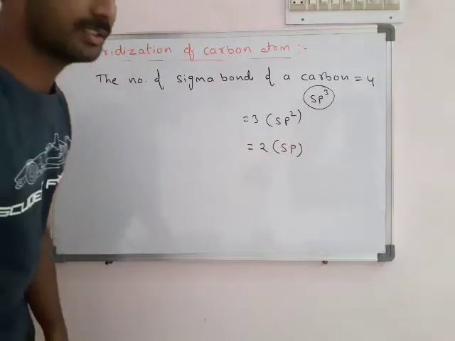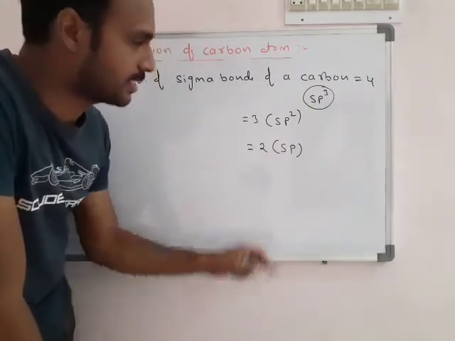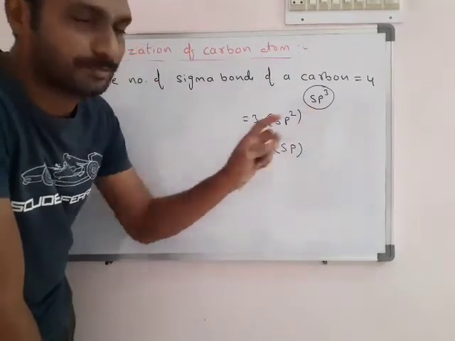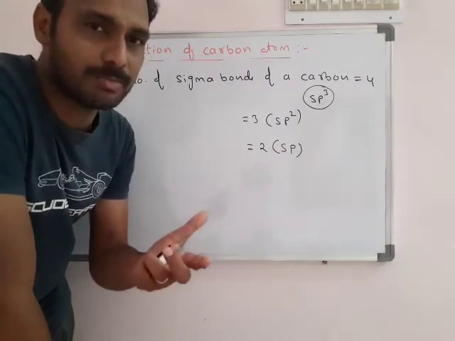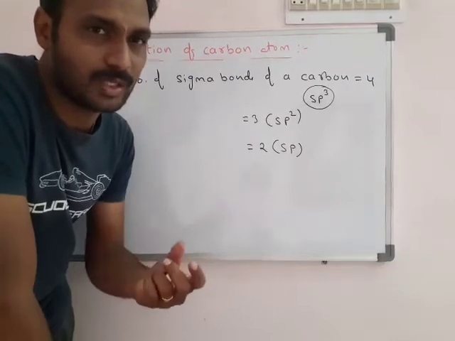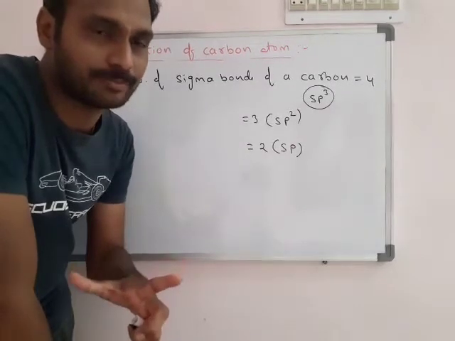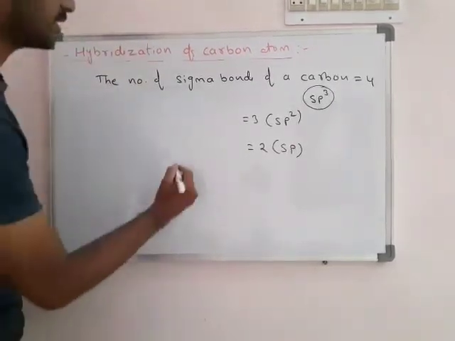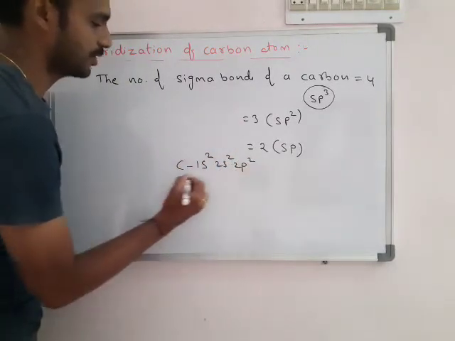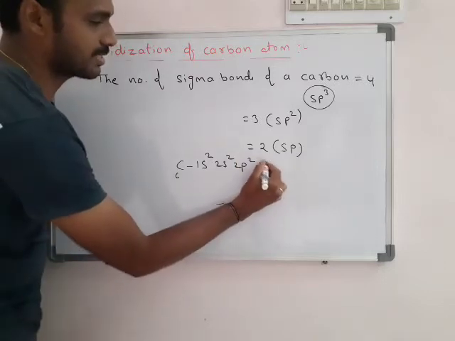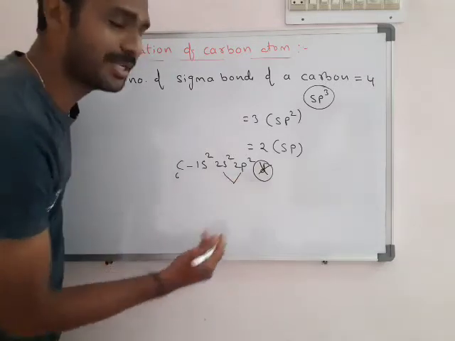Means the hybridization possibilities of carbon are sp, sp2, sp3, that's it. There is no other choice. In carbon compounds, it will be sp, sp2 or sp3. Higher hybridizations are not possible for carbon, because if you see the carbon configuration, 1s2, 2s2, 2p2, there is no d orbital present. There is no d subshell, so only hybridizations involving s and p are possible.